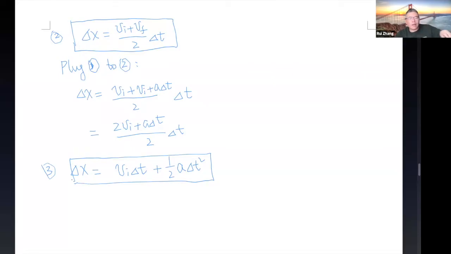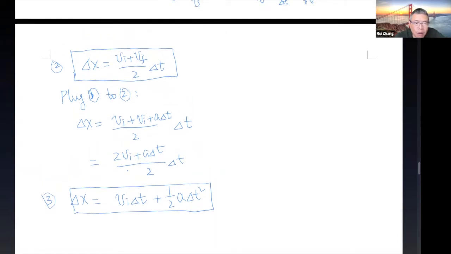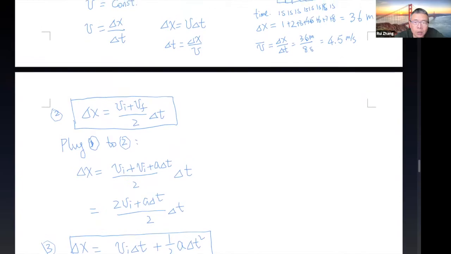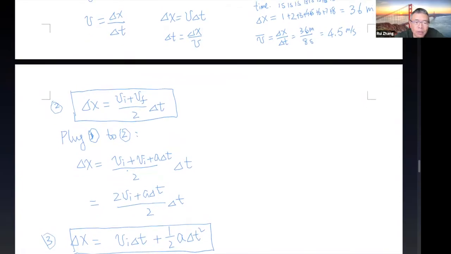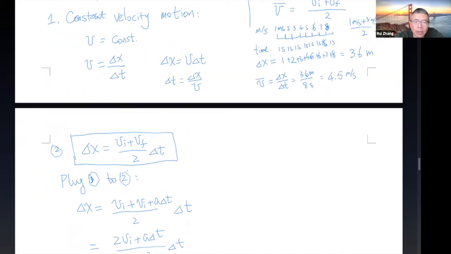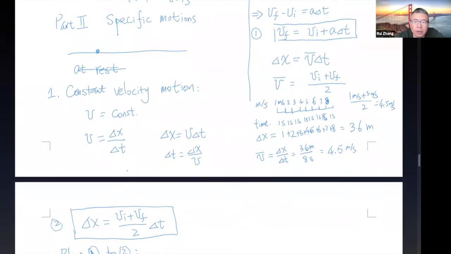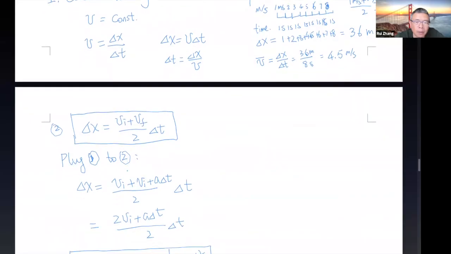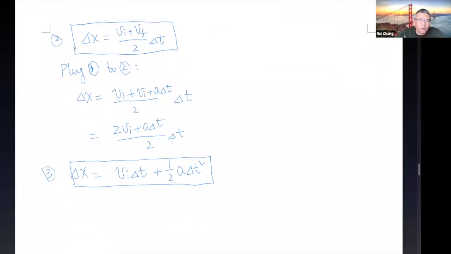Okay, now another useful formula is for when you do not know anything about time. You just know the initial and final velocity. In that case, you can get rid of time and get another formula. For that, we still plug formula 1 into formula 2, but we plug it a little bit differently.